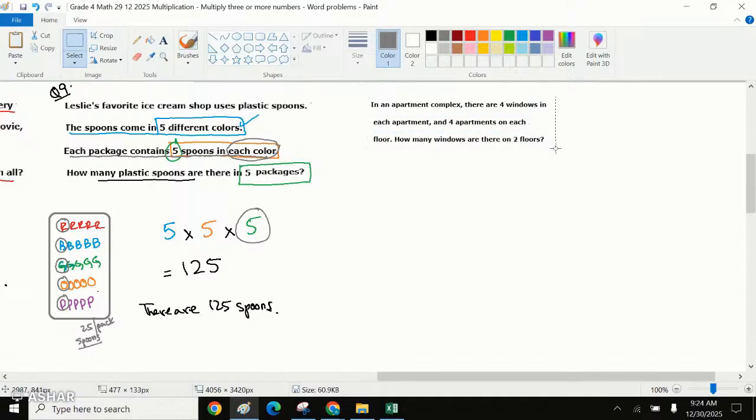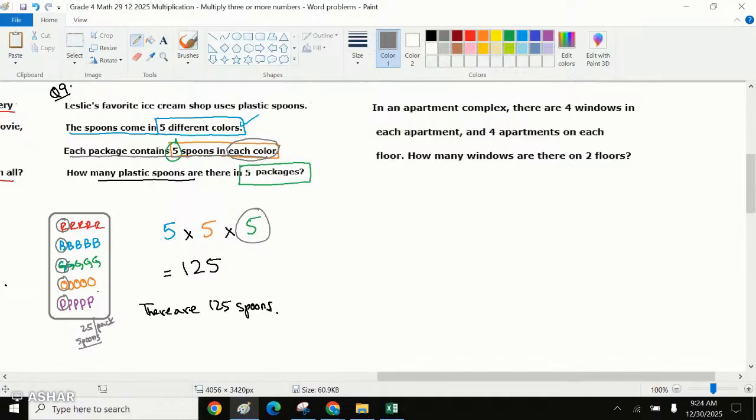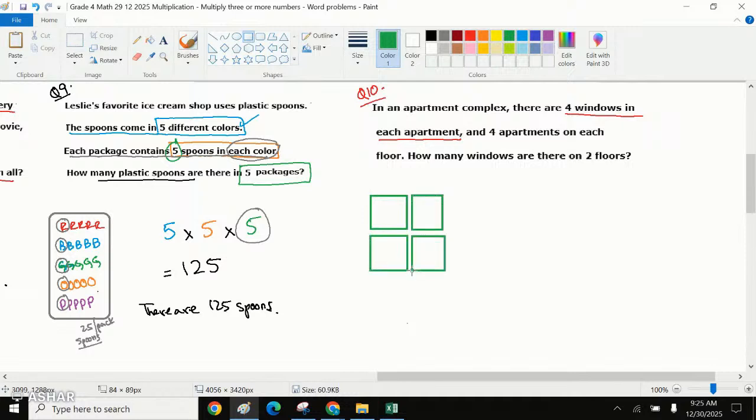Question number 10 says, in an apartment complex, there are 4 windows in each apartment. There are 4 apartments on each floor. Let's suppose we consider 4 apartments. This is an apartment, another apartment, apartment, and apartment. Let's make it on a floor. If this is one floor, the outer is the floor, the inner ones are apartments. 4 apartments. And each apartment had how many windows?